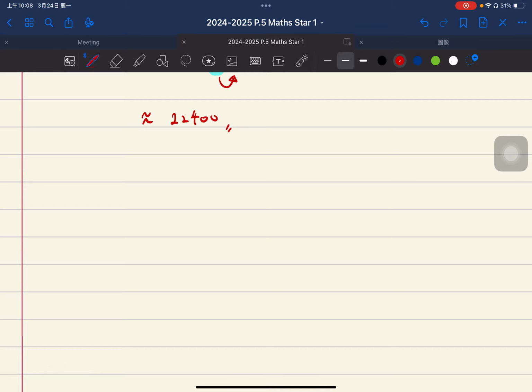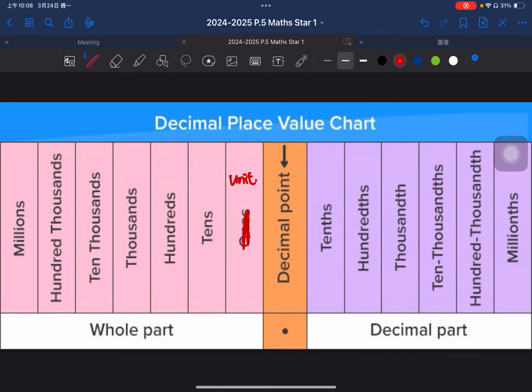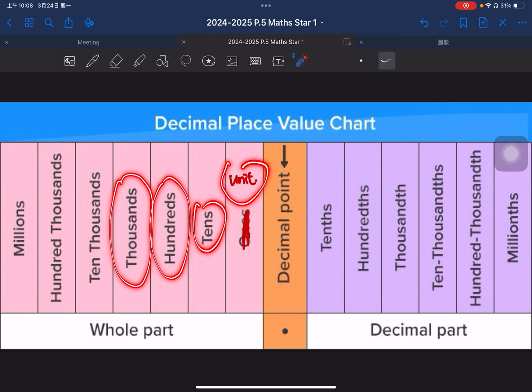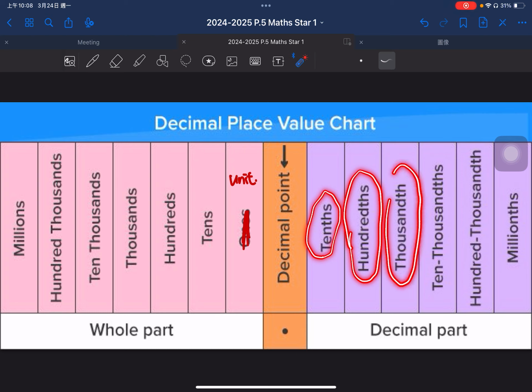Basically, it is the same idea, but what you have to bear in mind is the places. The decimal point is the division of the number, so there will be a whole number part and a decimal part. Unit place, tens place, hundreds place, and thousands place, the ones we have learned before, should be easy. On the decimal part, we will say 10th place, 100th place, 1000th place.